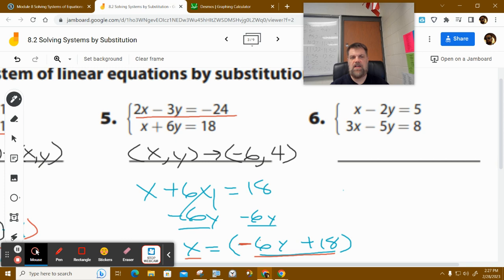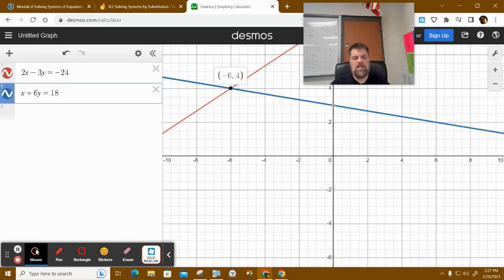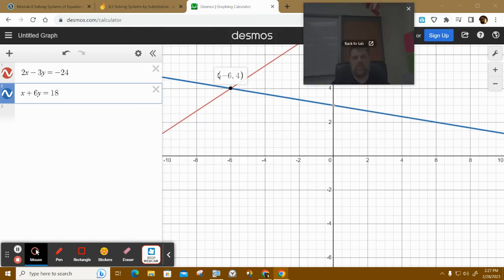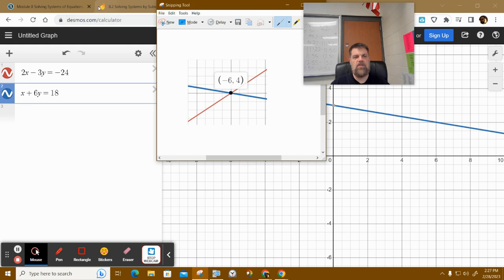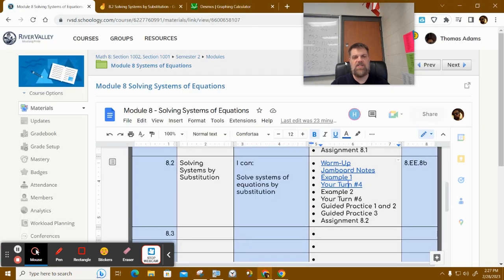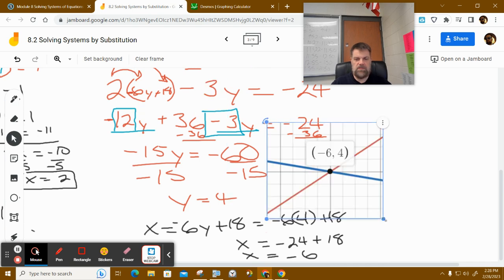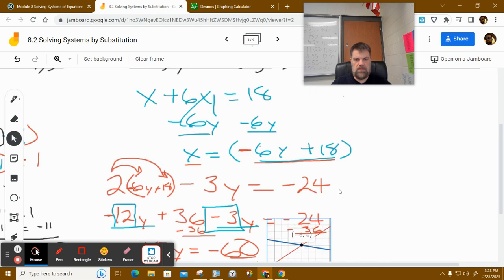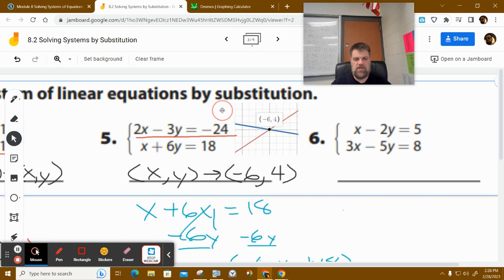And by the way, what does Desmos say that it is? Negative 6 comma 4. Now, I would have figured that out eventually. I knew almost immediately I screwed up. I just had to think about where I screwed up. So let's just paste that in there. I'll paste that up towards the top so you guys can see it. That's where they cross.